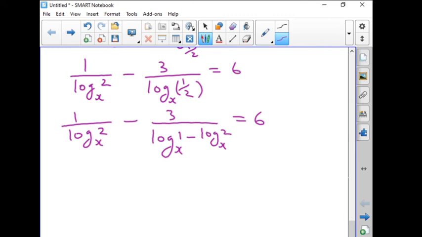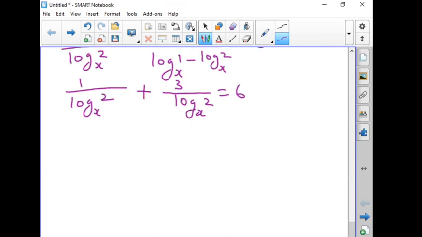And what's the value for log 1? Value for log 1 is 0. So first term you write as it is, and second term we get minus 3 by log 1 is 0. So we have minus log 2 to the base x. So this minus and this minus we can make it as plus, and we write it as log 2 to the base x is equal to 6.